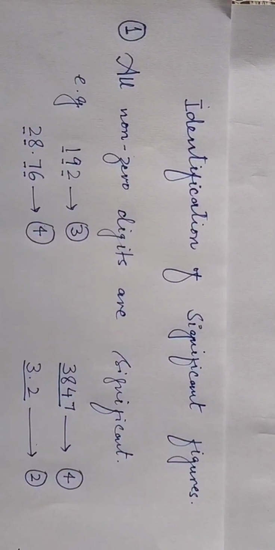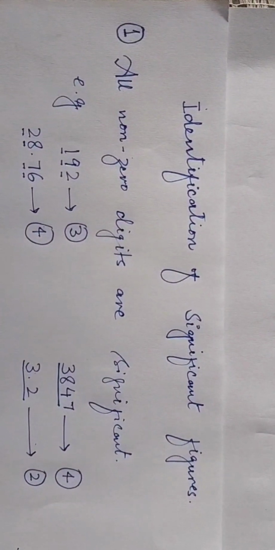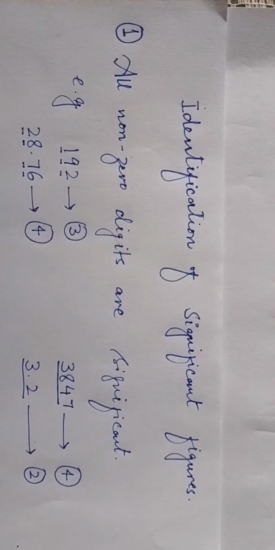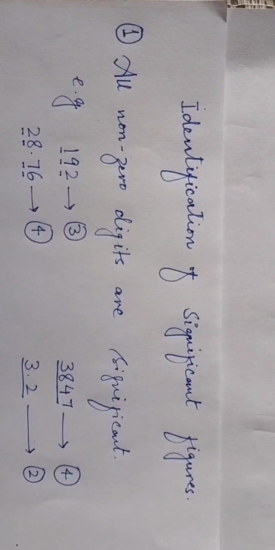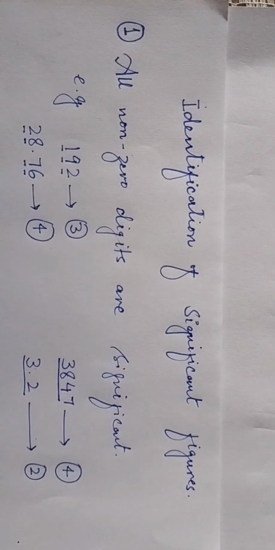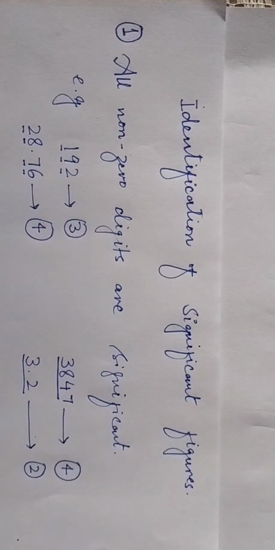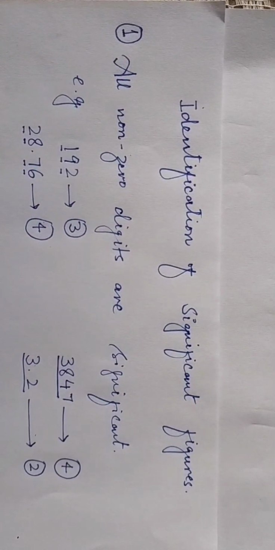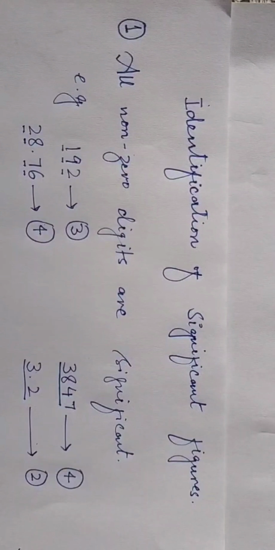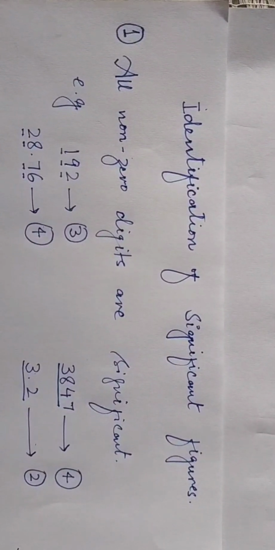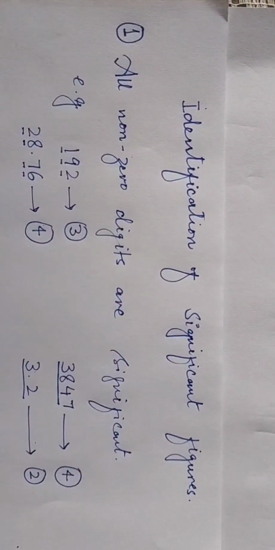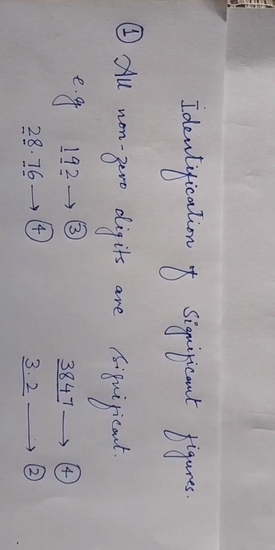Identification of significant figures can be done by memorizing a few rules. The first rule is all non-zero digits are significant. For instance, in the very first example, 192, they all are non-zero, so count all of them and you'll get 3 significant figures. Similarly, in the second one, 28.76, ignore the decimal point and you will get 4 significant figures.